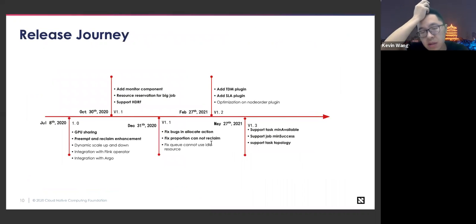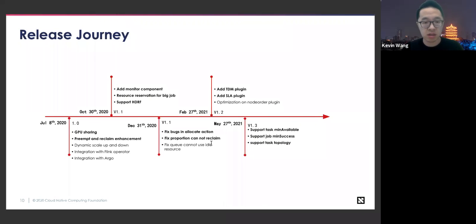Okay, so for Volcano community development, we are releasing every 3 months. We basically follow the semantic versioning schema, and every 3 months we have a minor release, also called the feature release. The latest release is 1.3. In the year before, we were mainly focusing on providing basic support for AI workloads and scheduling in the early days. And after entering the sandbox, we added more advanced functionalities like GPU sharing and preemption and reclaim of resources.